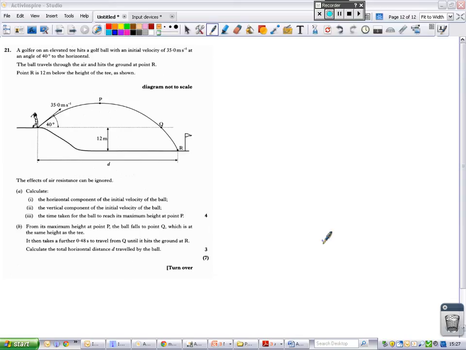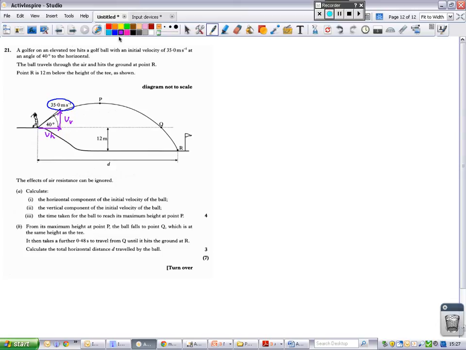This is question 21 from the 2003 higher paper. First question there, the horizontal component of the initial velocity of the ball. So this value that you're given here, that's 35 meters per second, you're never going to use that on its own. If something is launched at an angle, you need to resolve it into its component parts. So its horizontal component of velocity and also its vertical component of velocity.